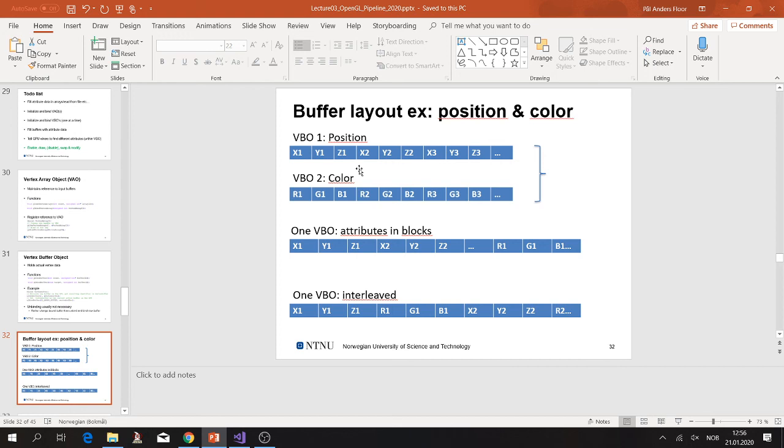So you may put each attribute in one vertex buffer object. That's a bit wasteful in a sense, because since you have to bind and unbind the one you use at any given time, it will kill a lot of resources.